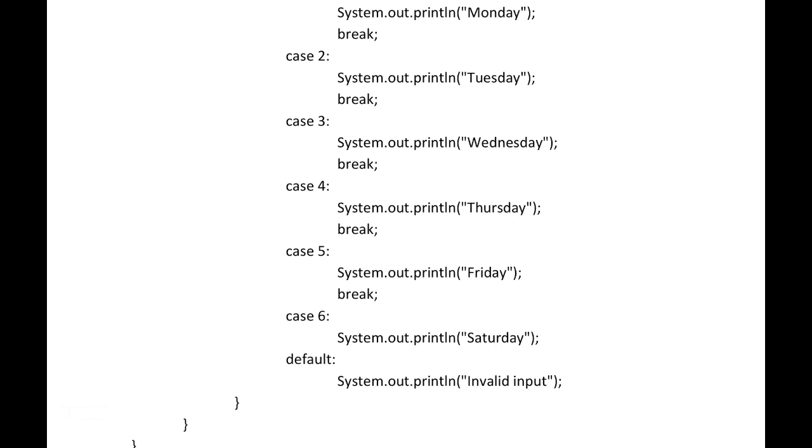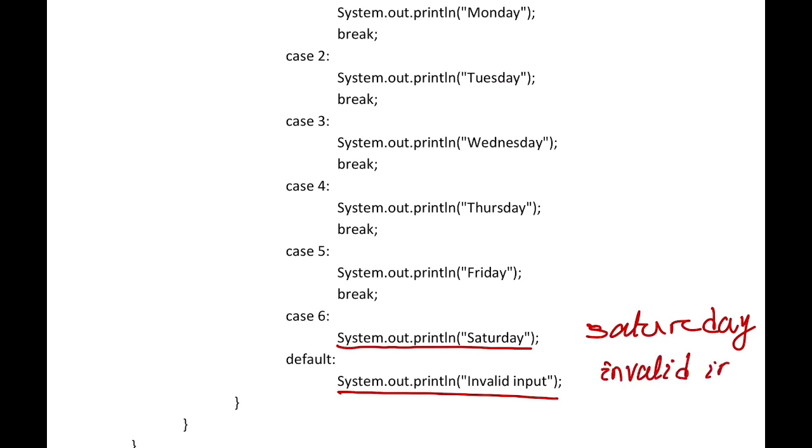So it is going to execute the associated case statement until it finds a break or until it reaches the end of the switch case. So it executes system.out.println Saturday and prints Saturday on the screen. Now no break is there, so it is going to execute this statement also and print invalid input. So that's why in every case statement we have written break, so that the control comes out of the switch case after it executes the associated case statement.